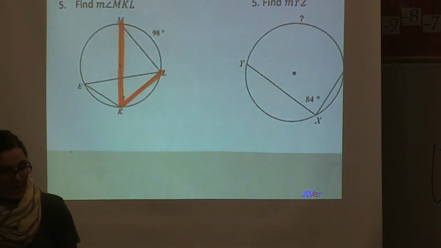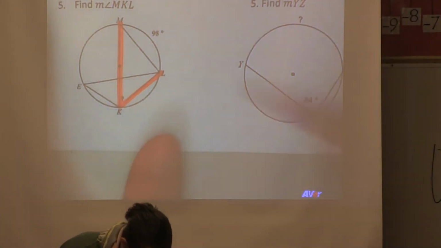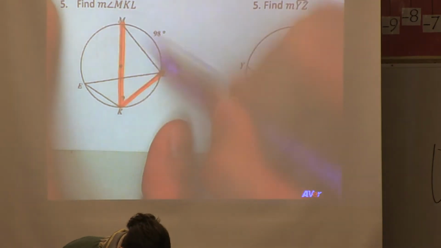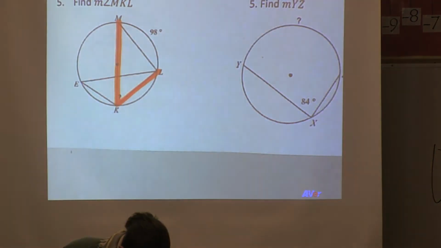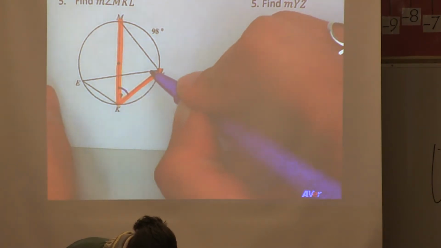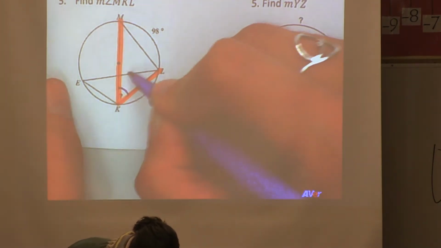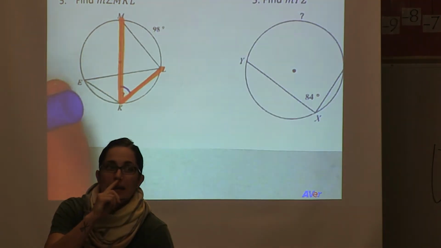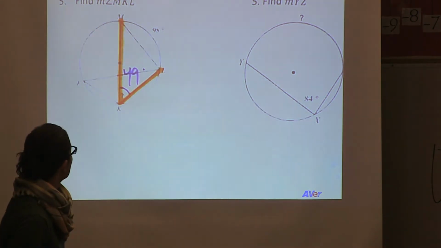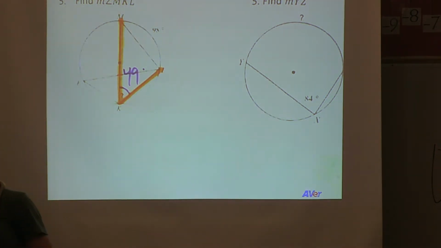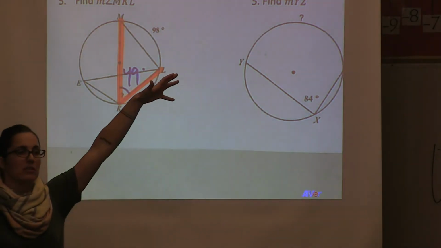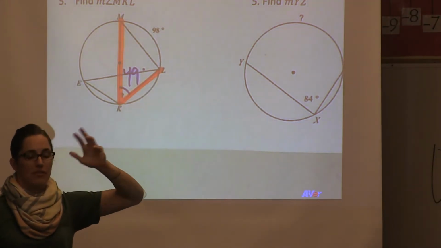That's an inscribed angle. It has an arc length right here of 98. Arc length is 98, so what does that mean about the inscribed angle? 49. 98 divided by 2. The inscribed angle is half the arc length, or half the central angle.